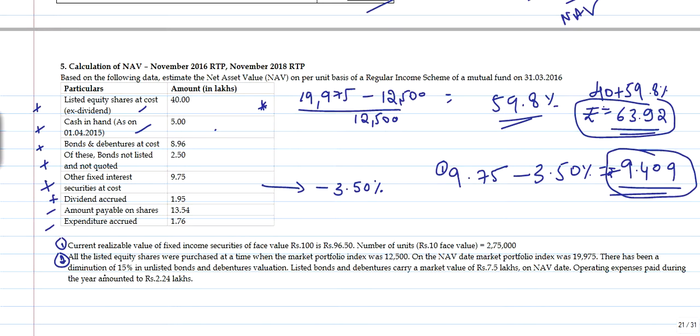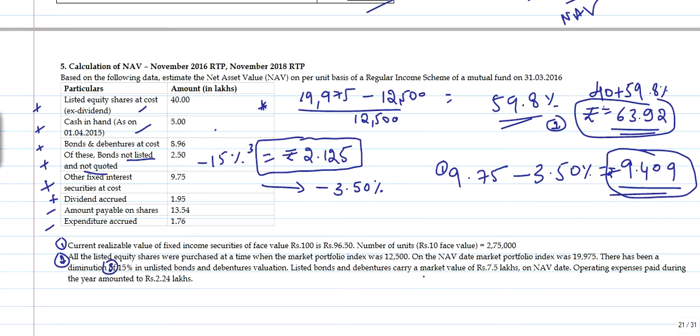There has been a diminution of 15% in unlisted bonds and debentures values. Unlisted bonds here are not listed, not quoted. So what is the diminution? 15%, percentage directly given. 2.5 minus 15% comes up to rupees 2.125 lakhs. That is point number 3, diminution.